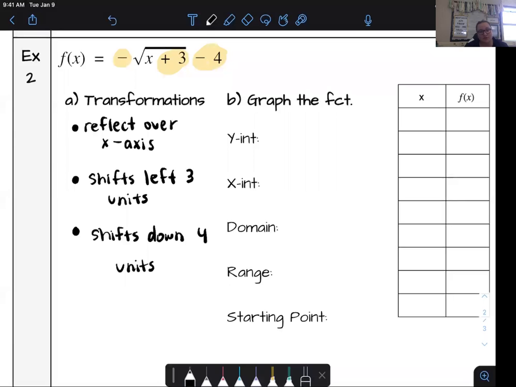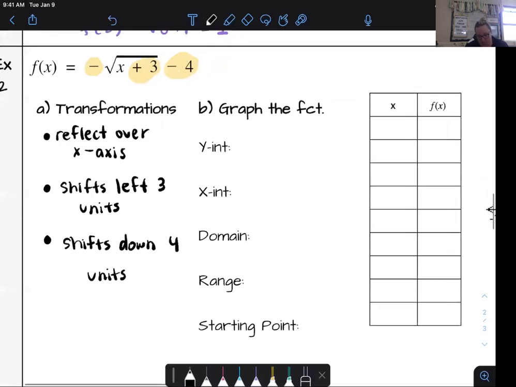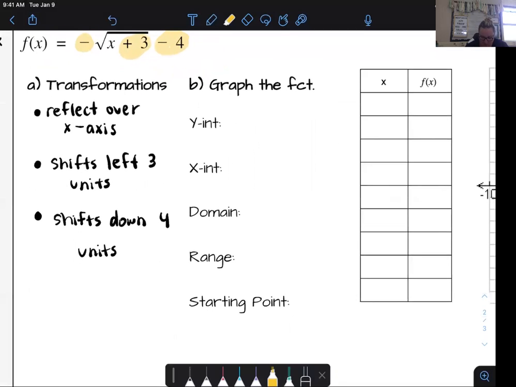All right, so your 3 transformations are this graph reflects over the x-axis. It's going to shift left 3 units and it's going to shift down 4 units. So now let's talk about our domain and our range. I want you to go ahead and find your domain and your range on your own. Remember, you want whatever is under the radical to be positive. Use the least value of your domain to find your range. And then you should also be able to tell me what the starting point is with that information as well. Go for it.